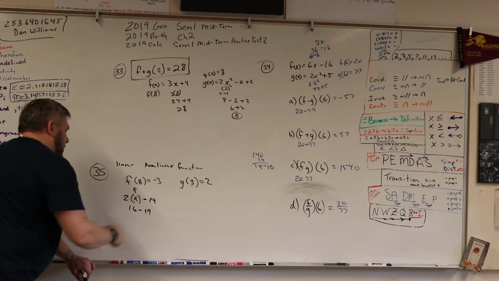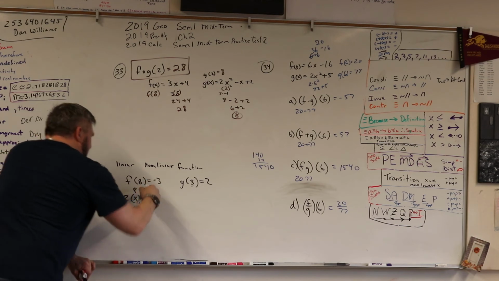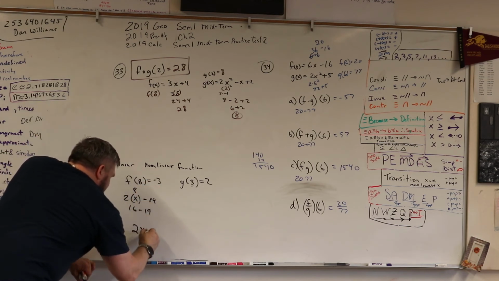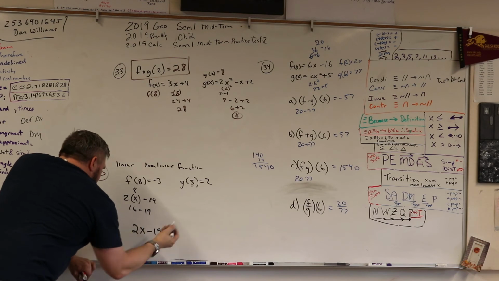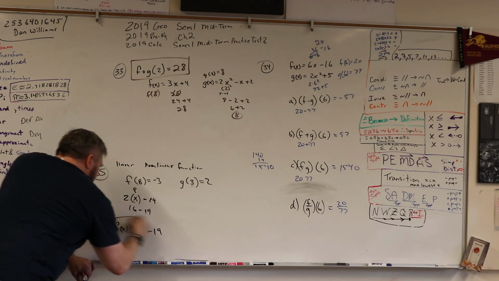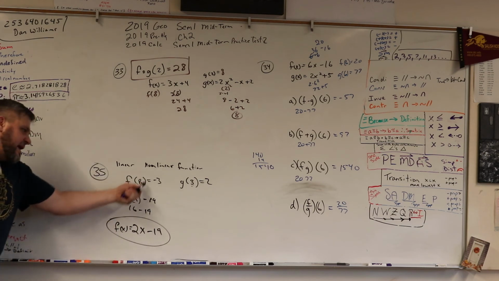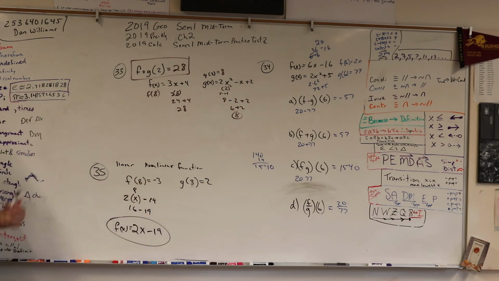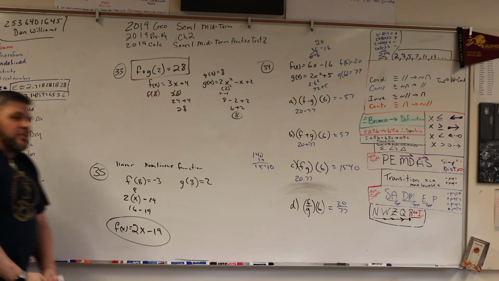Thank you. So a linear function for this guy would be 2x minus 19. That's it. Okay? And if I plugged in 8, I would get negative 3. That's it. That's one answer. There's infinite answers. Alright?